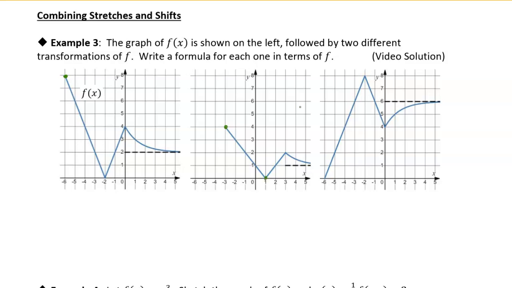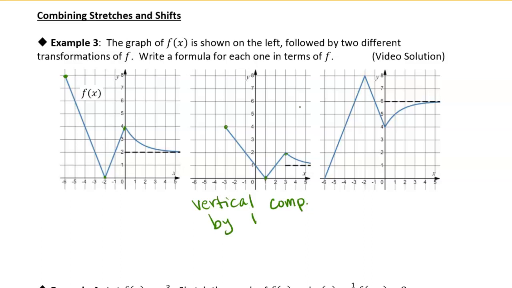Now 0 is still 0, which we'd expect. These two points seem to correspond to each other. This little peak here was at 4, and now it's at 2. And our asymptote down here was at 2 in the original function, and now it's at 1. So what I would say is this is a vertical compression by a factor of 1/2.